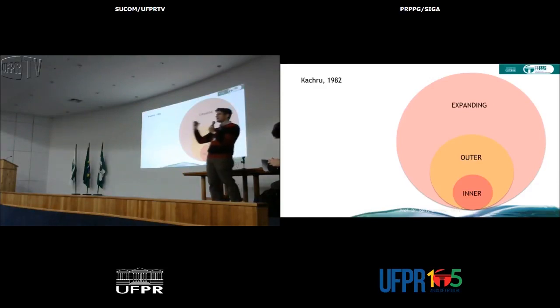Braj Kachru proposed a model which is a bit controversial, categorizing countries into three spheres: the inner circle, the outer circle, and the expanding circle. And so according to Kachru, the inner circle are countries like the United States, Great Britain, Australia.